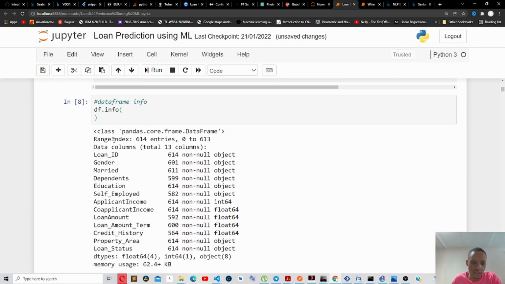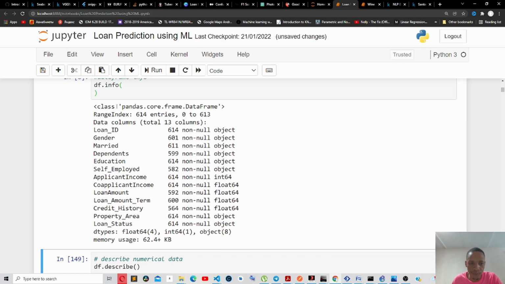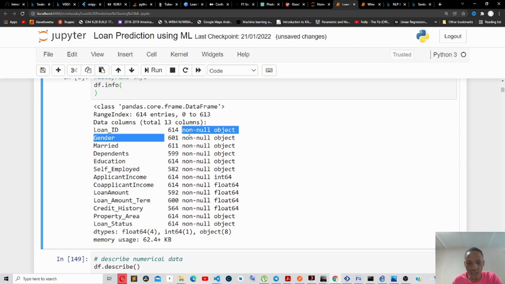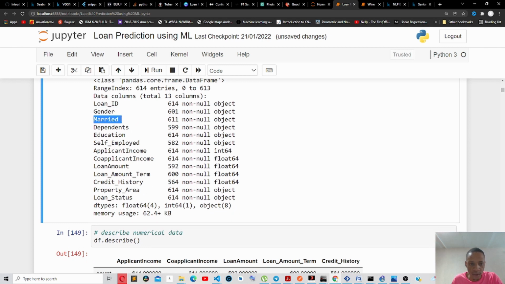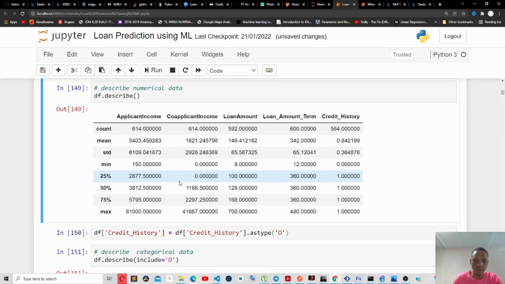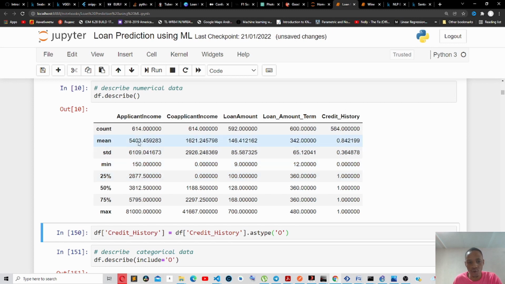So we are going to get the info from our dataset. We can see that for loan ID we have 614 non-null objects, and also for married we have 611. So this displays the number of items in each column, right? And then we are going to use .describe. The .describe is going to give us the count, the mean, the standard deviation.